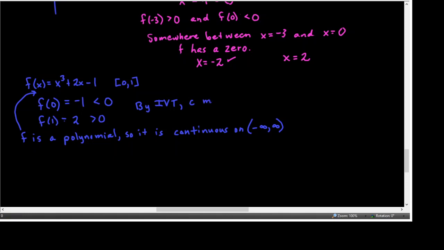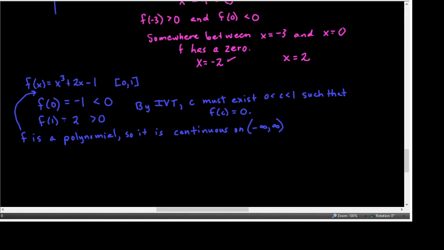C must exist such that C is between 0 and 1, such that f of C equals 0. Because we have one result that's negative and the other one's positive, so we have to pass through y equals 0 at least once.